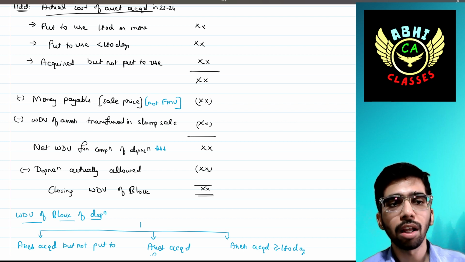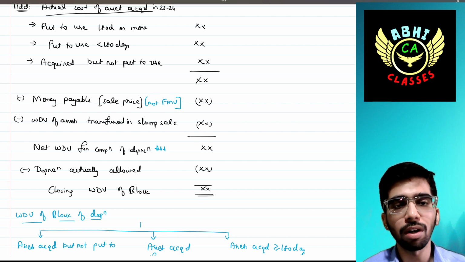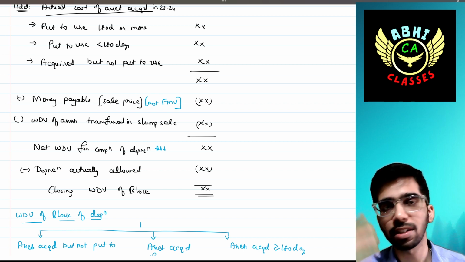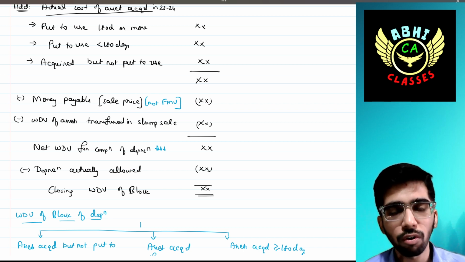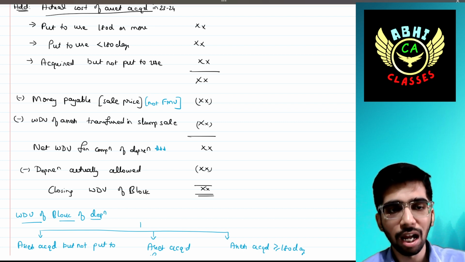Okay, then the WDV of assets transferred in a slump sale. What do we mean by slump sale? We'll discuss it in the capital gain chapter. The ratio should be taken and deducted. Then you will arrive at the net WDV for the computation of depreciation. I have put a star mark over there, and we'll discuss the concept hereunder.